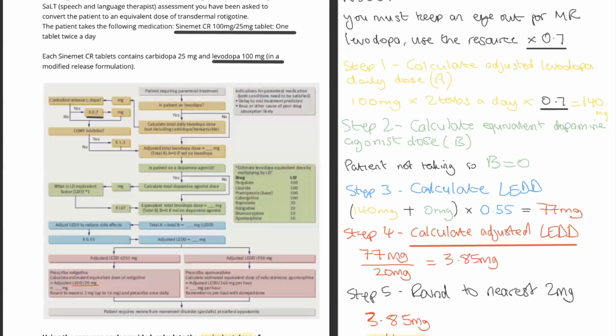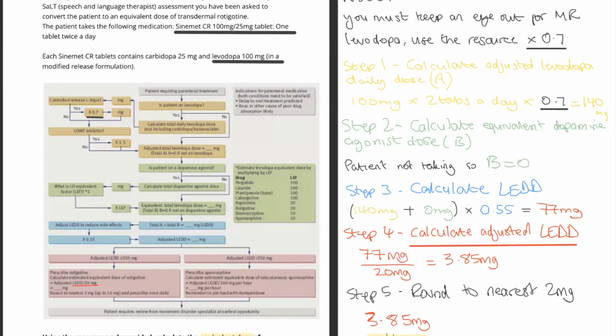So with this question, it's very important to keep an eye out for levodopa, whether it's standard release or whether it's modified release. They also won't tell you what COMT inhibitor is in the exam, so you must know your COMT inhibitors. Just make sure you have the right dose for the levodopa, the right dose for the dopamine agonist. In this case, there's no dopamine agonist. So let's go through the question.